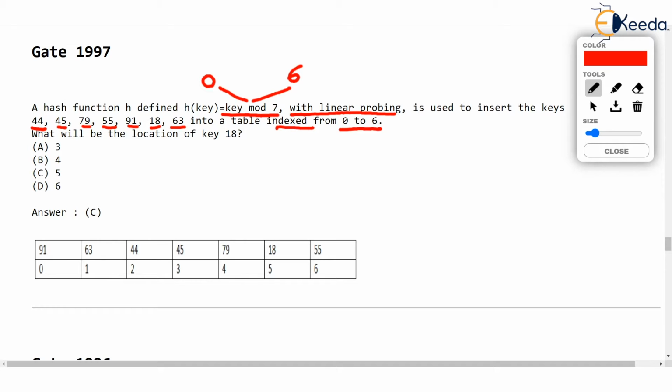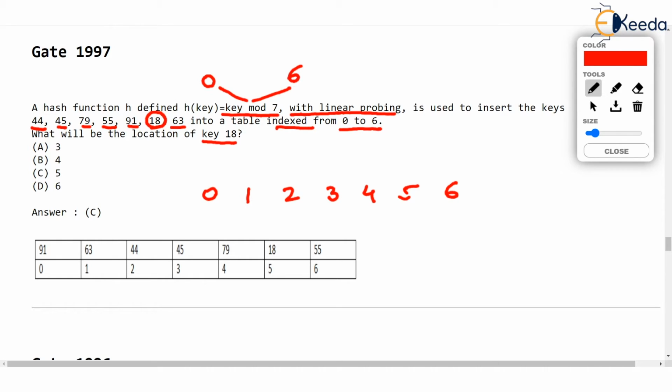Then they are finally asking, what will be the location of key 18? Where will this 18 get mapped? I have already solved the question, but just to solve it again, we have 0 to 6 locations, correct? This is the hash table.